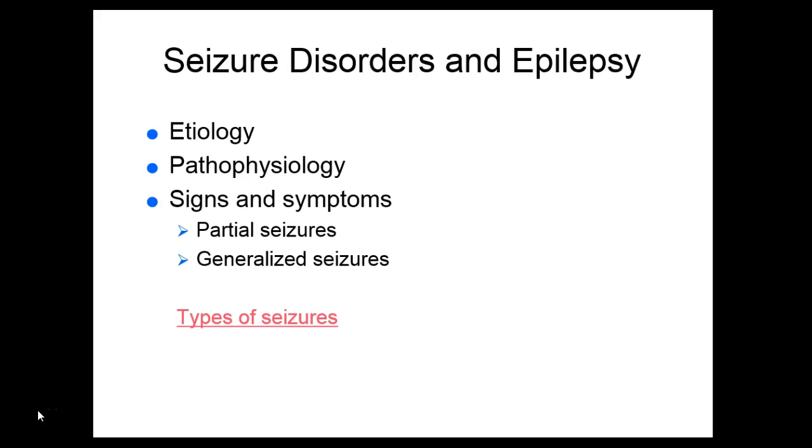The etiology is that seizures can be caused by brain injury, tumor, elevated temperature, end-stage renal disease, poisoning, or epilepsy. And seizures occur when the brain is deprived of oxygen.